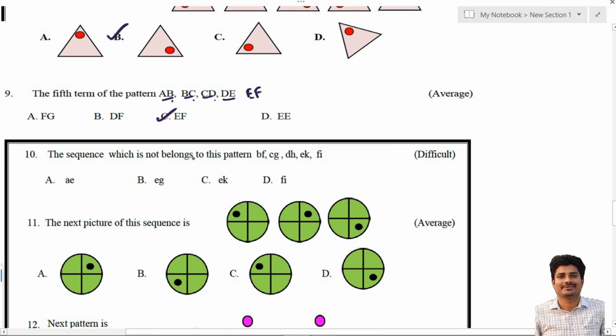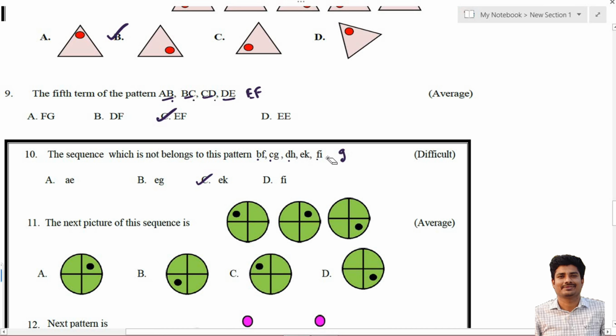The sequence which does not belong to this pattern: BC, BF, CG, DH, EK, FI. You can see B, C, D, E, F, and G, H, I should come, but he wrote K. Therefore, this is the wrong answer. EK is the wrong answer.